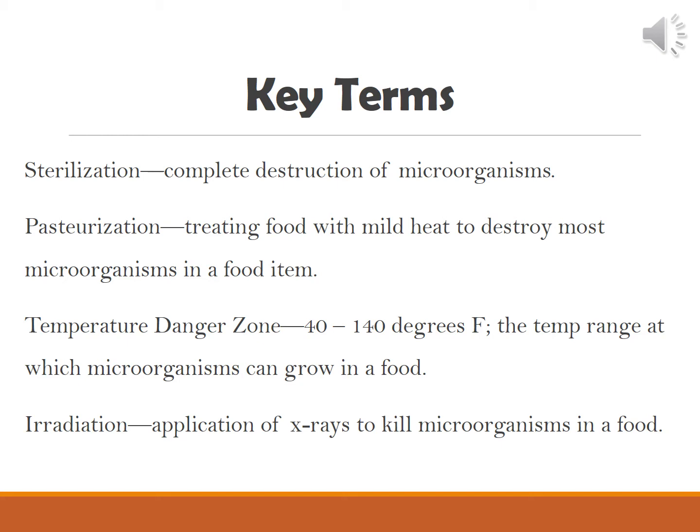We've talked about the temperature danger zone. Be familiar with this. This is 40 to 140 degrees Fahrenheit, and during this temperature range, microorganisms can live and they can also multiply. Irradiation, we'll talk a little bit more about this in future slides in this chapter, but that is the application of X-rays to kill microorganisms in a food.